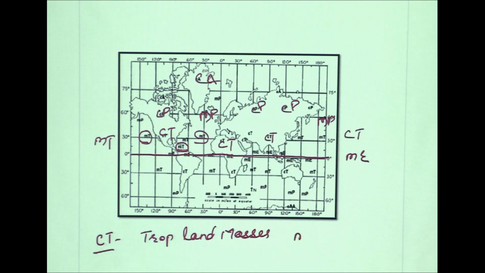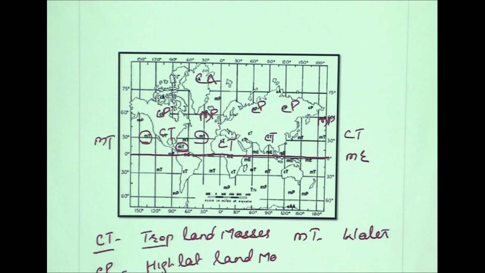So where will be maritime tropical air mass? In tropical water bodies. Similarly, where will be continental polar air mass? In high latitudinal land mass. And where will be maritime polar? In the water bodies of the higher latitude.